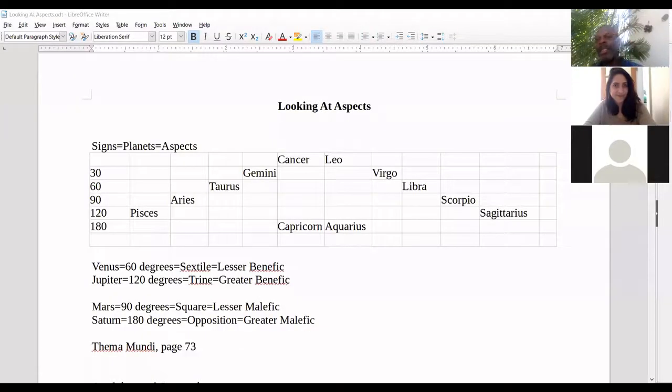All right, so we're talking about aspects today. Where is that? Was it this one? Yeah, here we go. So we're talking about looking at aspects today.